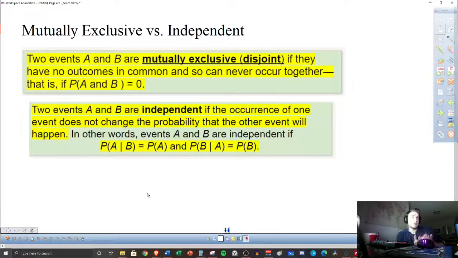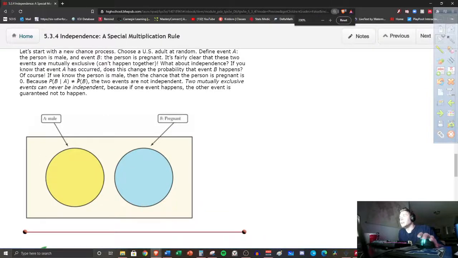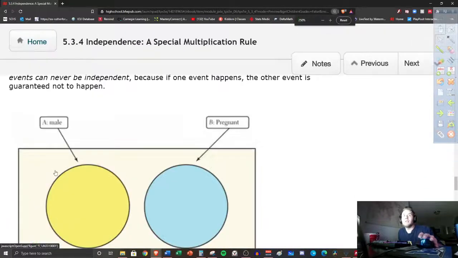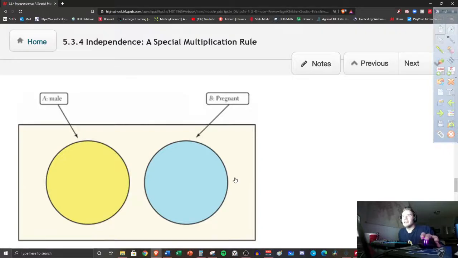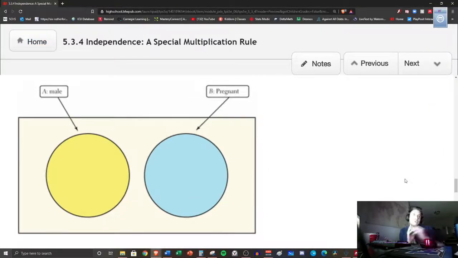If I know events are mutually exclusive, what does that mean about independence? That's what we're going to try to determine right now. I always go to this textbook example to explain this. And let me zoom in on this. So we have two events here that are obviously mutually exclusive. So think about it. Could I ever select a male in the population of the United States or the world? It doesn't matter. This could be any size population you want it to be.